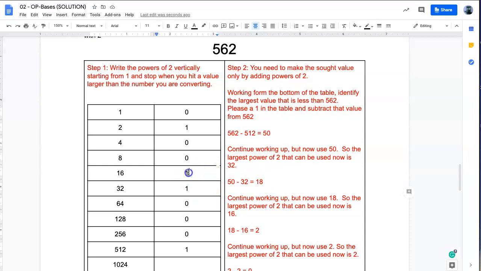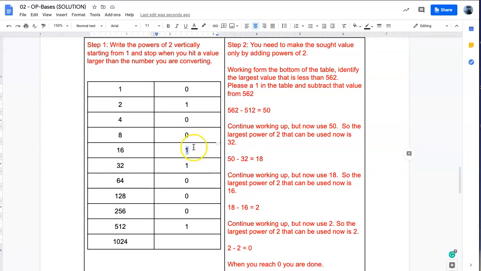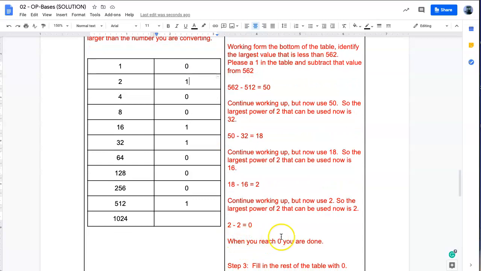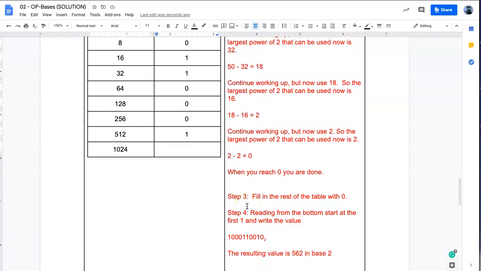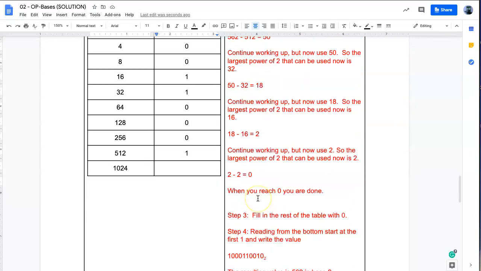And I go up. 16 is less than 18, so I'm going to turn that one on. So 18 minus 16 is 2. So bigger than 2, bigger than 2. That's the same as 2, so I'm going to turn that one on. And then 2 minus 2 is 0. And when we reach 0, we're done. So now we fill in the rest of the table with zeros.